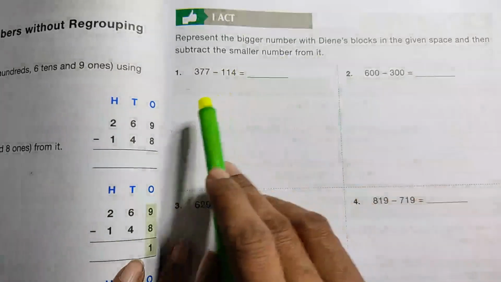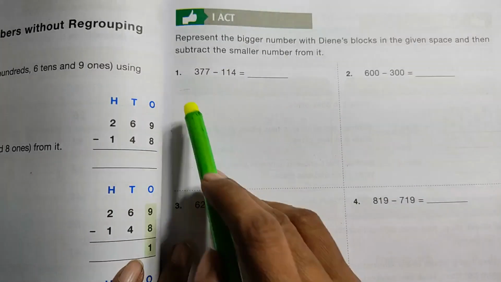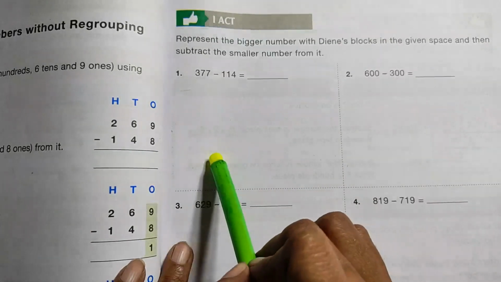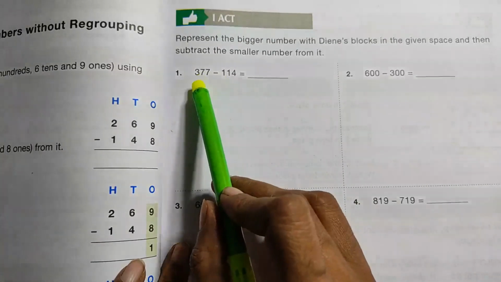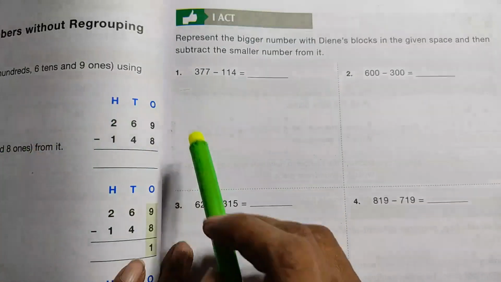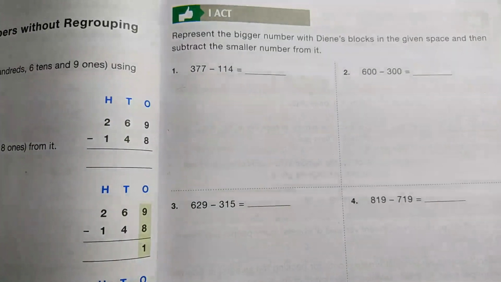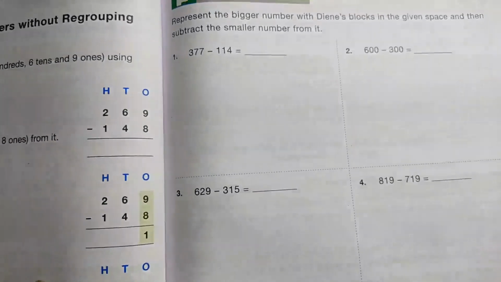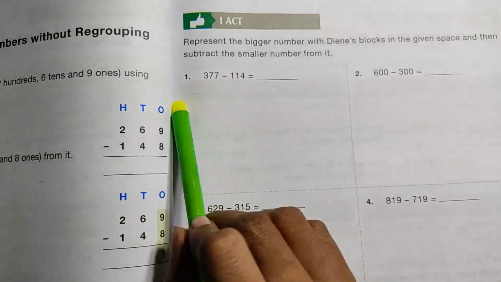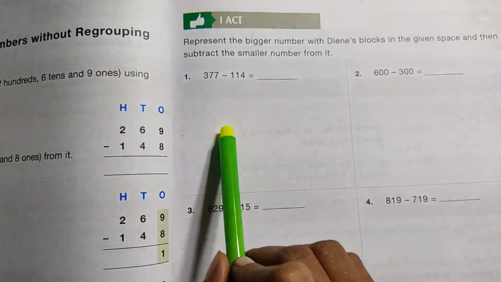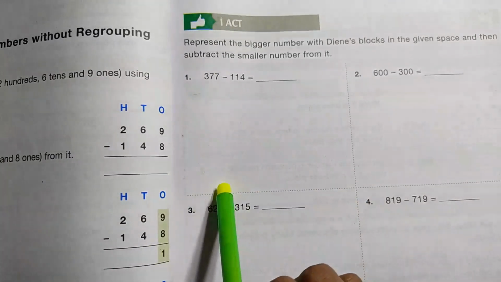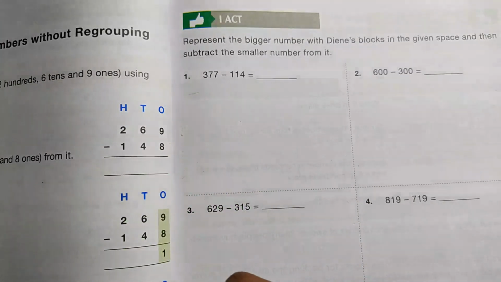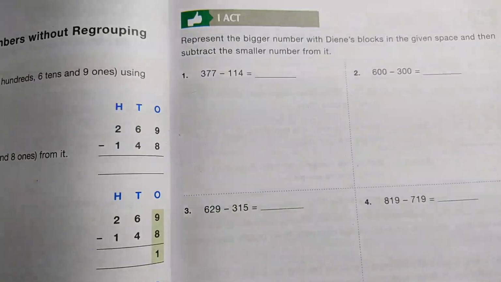So here in the question it is given, we have to represent the bigger number. So 377 is the bigger number. We have to represent this bigger number with the Dienes blocks. So here now you know how to draw Dienes blocks like this. So here first draw 3 blocks of 100, then 7 blocks of tens and 7 ones, and then by following the steps given on page number 86, you have to subtract the number.